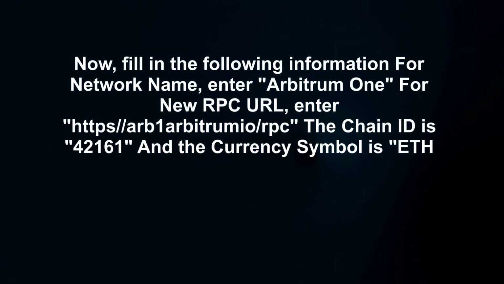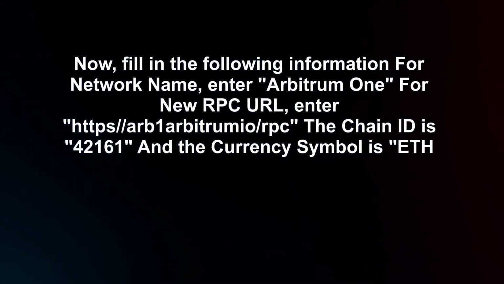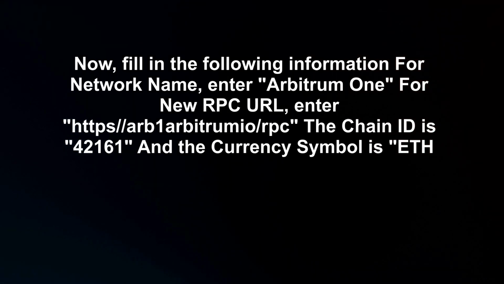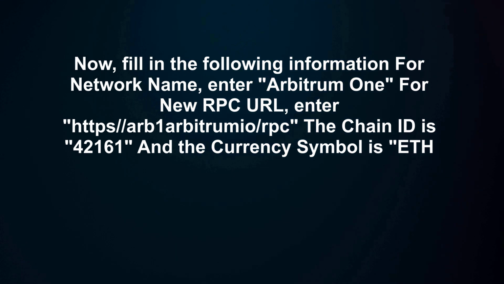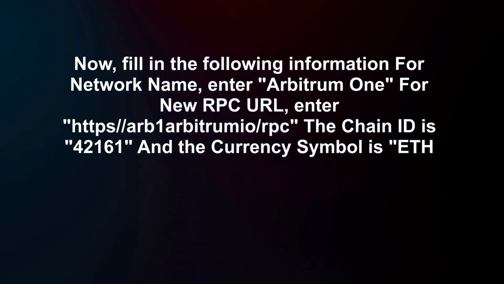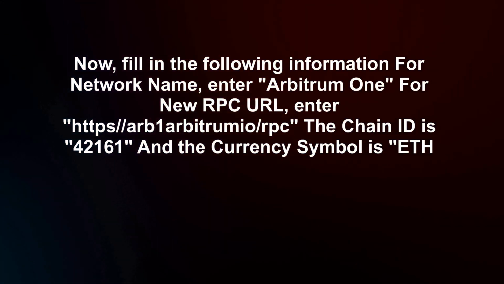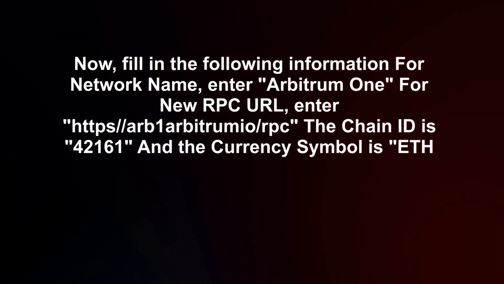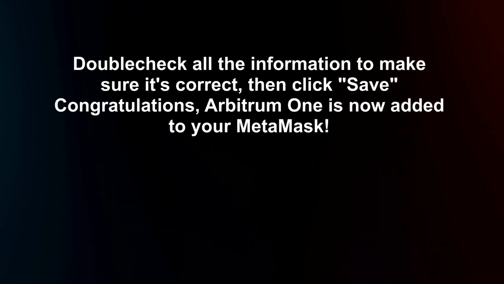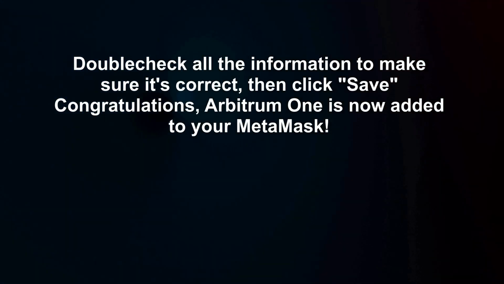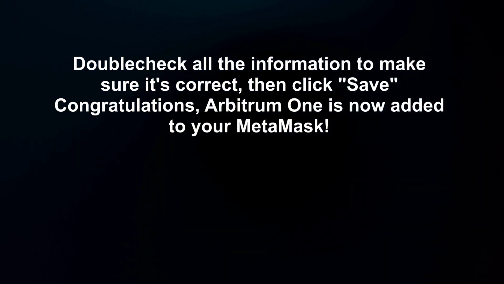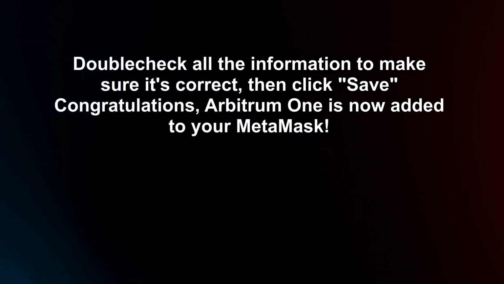Now, fill in the following information. For network name, enter Arbitrum1. For new RPC URL, enter https://arb1.arbitrum.io/rpc. The chain ID is 42161 and the currency symbol is ETH. Double check all the information to make sure it's correct. Then click Save. Congratulations, Arbitrum1 is now added to your MetaMask.